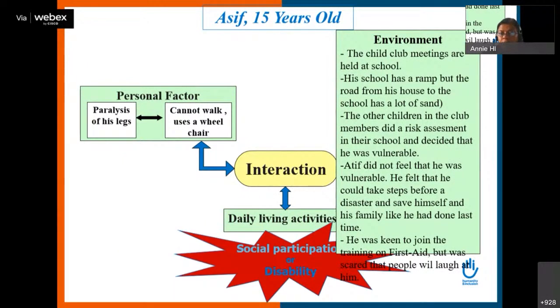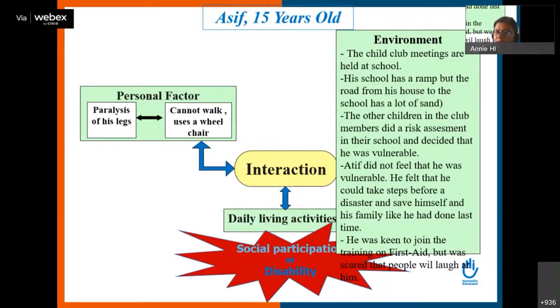And if you look at the environment, you must have heard in the child-centric DRR, which Balu sir shared yesterday, that there are many, many activities that child-centered DRR do. So there is a child club in their school, and these clubs are happening in the school. His school has a ramp, but the road to his house and to the school has a lot of sand. So he's not able to go to the meetings. And then the other children in the club did a risk assessment in school, and they decided, no, he is vulnerable and he cannot do anything, we will help him. He was feeling, no, I can. I want to do training on first aid.